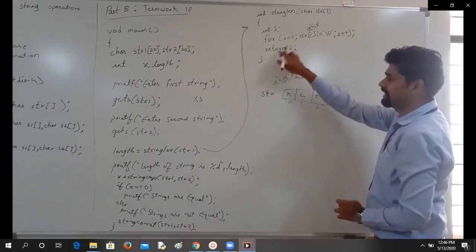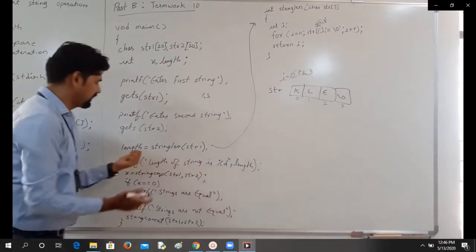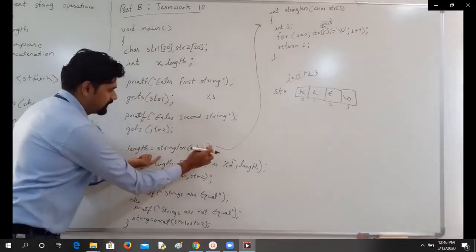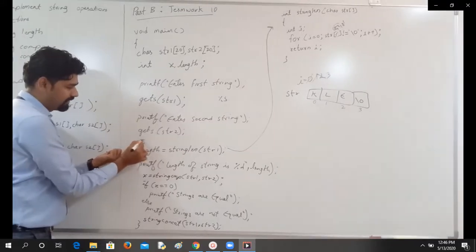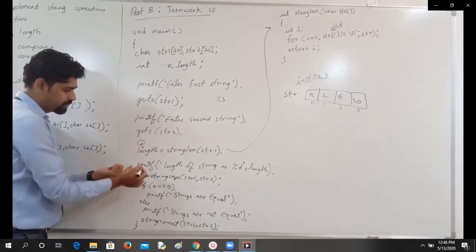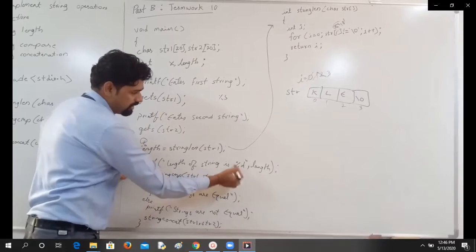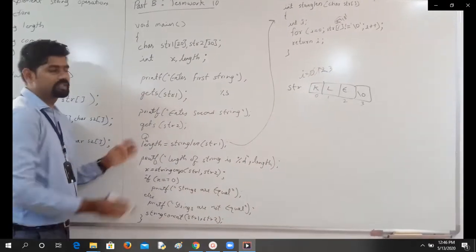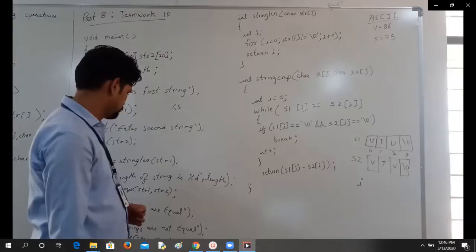That means I return back I where? To that place from where the call was made. So I come back here, this particular part is executed, it has brought back a value which is 3. So the value of length is going to be 3. Next printf statement, what I do is I say length of string is, it prints 3. So this is about the first function, which is strlen.